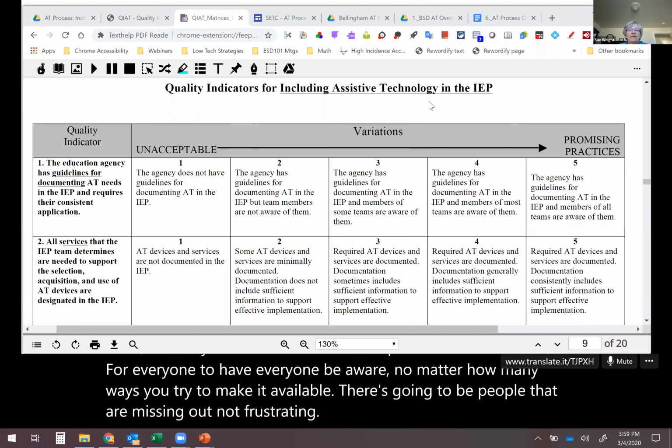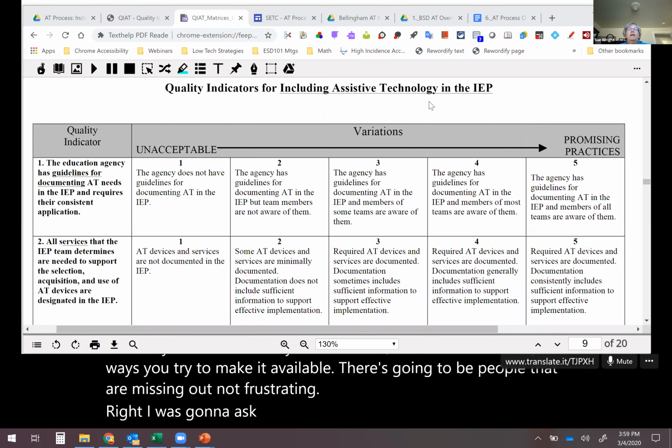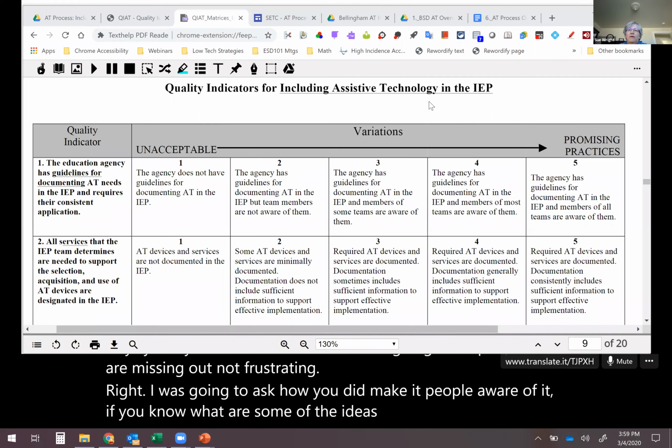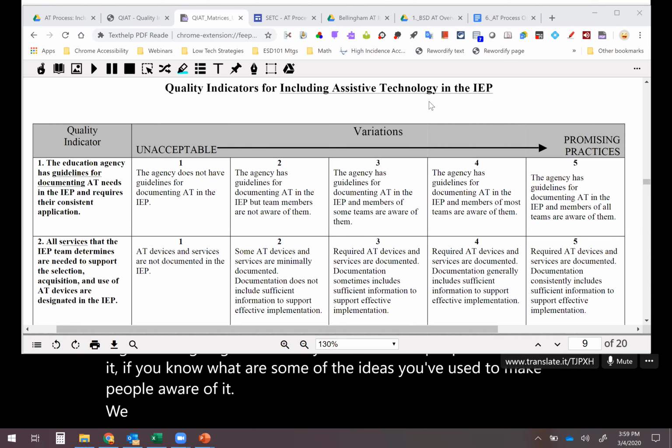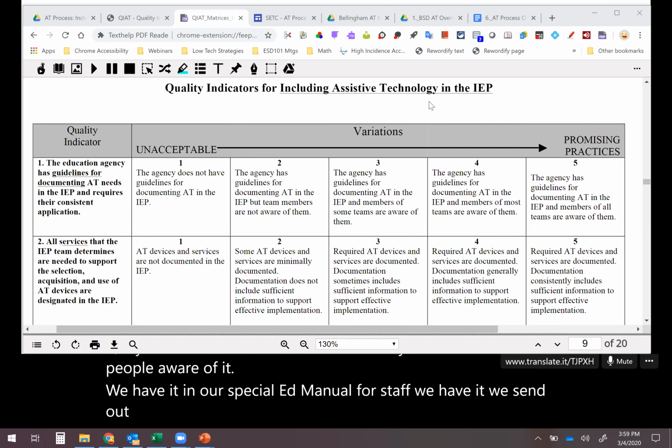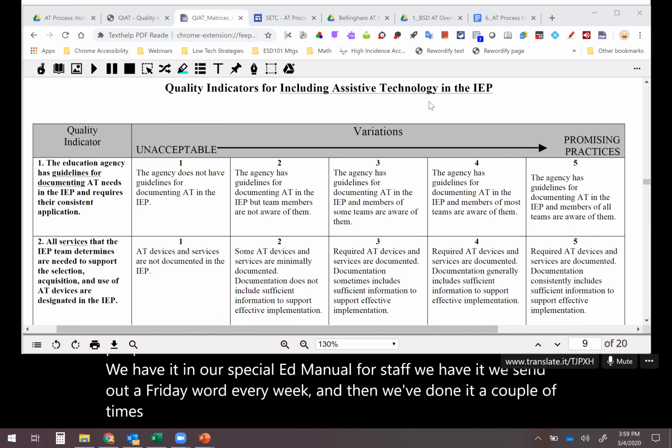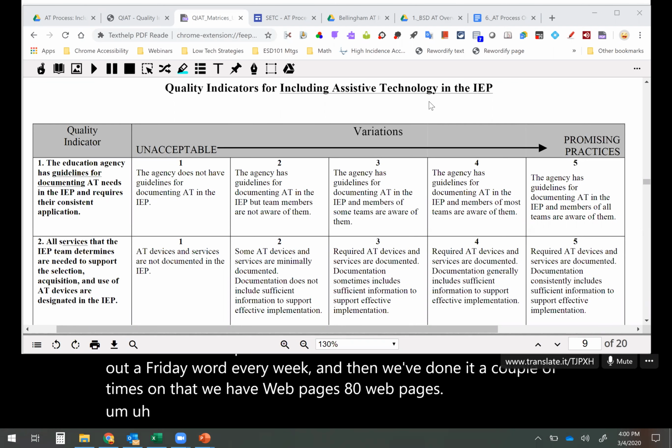Right. I was going to ask how you did make people aware of it. What are some of the ideas you've used to make people aware of it? We have it in our special ed manual for staff. We send out a Friday word every week, and we've done it a couple of times on that. We have web pages, AT web pages, face-to-face trainings, online trainings. So that's as much of it as I've come up with so far.